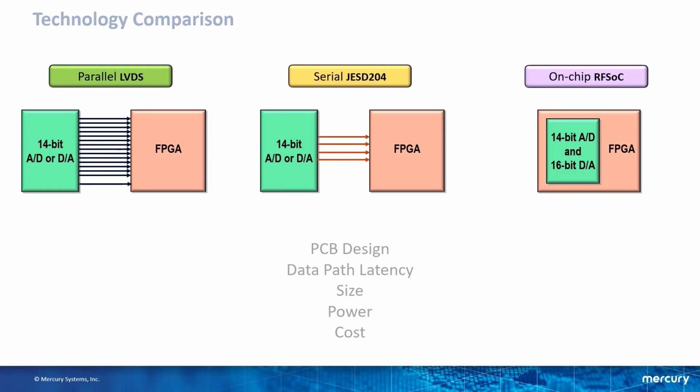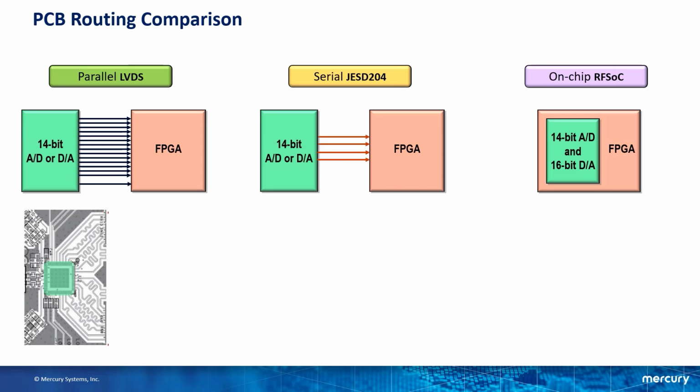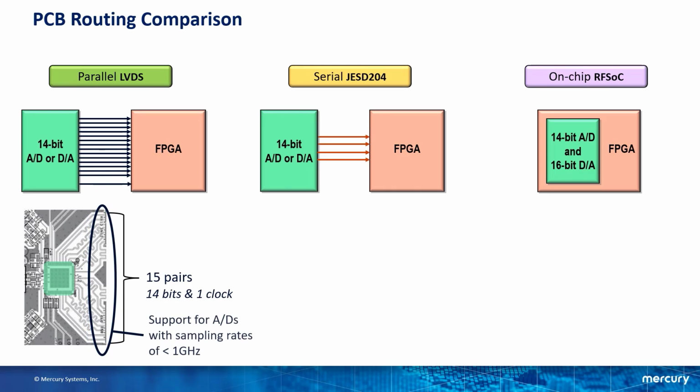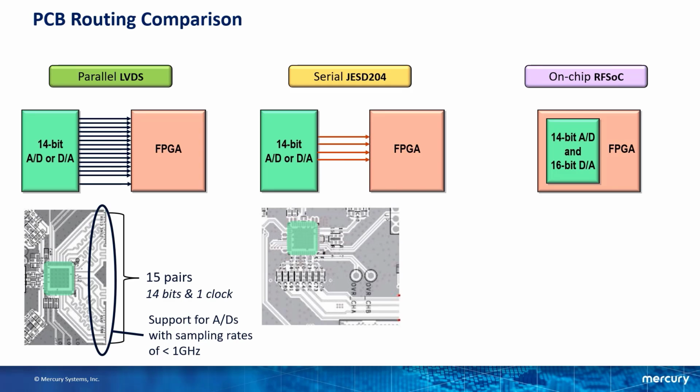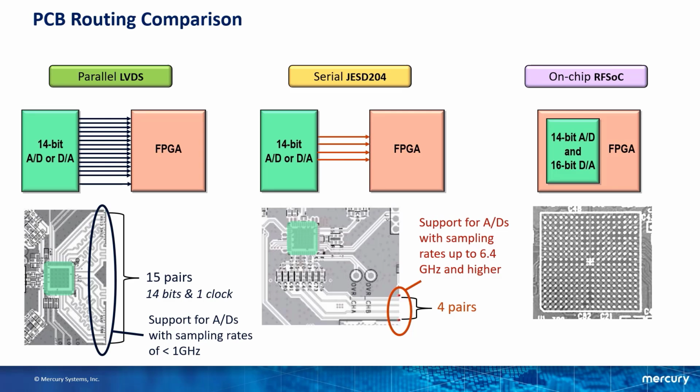To connect to the converter shown in green, each bit gets a wire pair that needs to be length matched, so the data of all the bits arrives at the FPGA at the same instant, and this complicates PCB design. These interfaces are usually limited by the speed of the FPGA interfaces and top out at around 1 GHz. For JESD204, fewer signal pairs need to run on the PCB with less concern for length matching because the JESD protocol aligns the data, and these interfaces are running at higher speed to handle the data bandwidth. In the case of RF SoC, the interface signals are all on-chip, eliminating PCB routing completely.